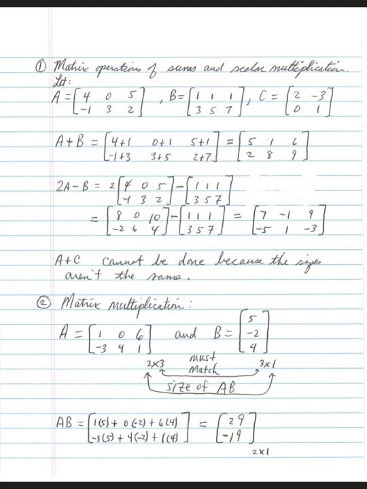Matrix operations of sums and scalar multiplication. We're going to let matrix A be this 2 by 3 matrix. Matrix B is also a 2 by 3 matrix. And matrix C is a 2 by 2. I purposefully made this a different size. When adding or subtracting, the matrices must be the same size, and you either add or subtract the same entries for each matrix. If we were to add A and B, we make sure they're the same size.